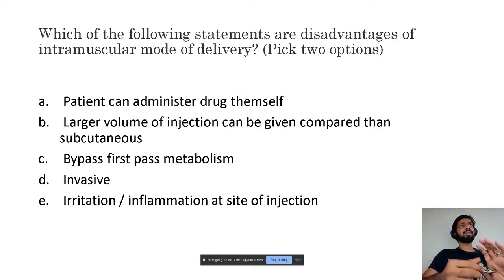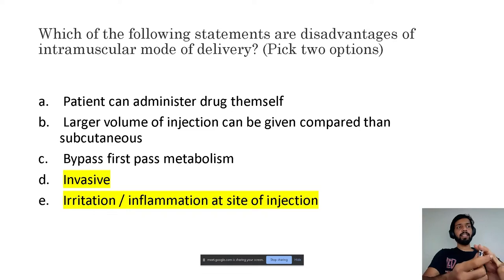Which of the following statements are disadvantages of the intramuscular mode of delivery? Patient can administer the drug themselves. Large volume of injection can be given compared to that of subcutaneous. Option D and E. Invasive and irritation at the site of injection. Correct.